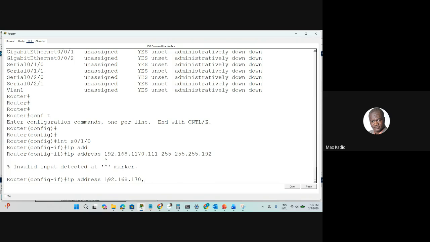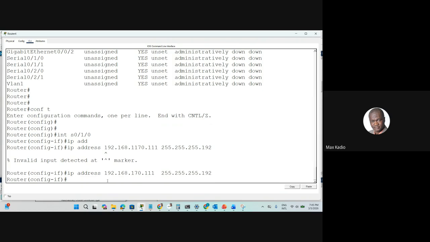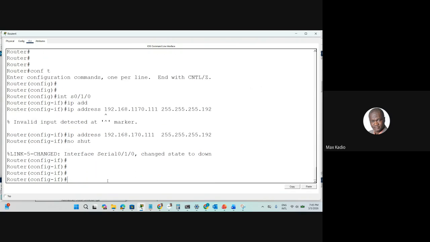That's, oh, no, that's 111. We'll be doing that many times, so no worries. Then no shutdown, to switch on the interface, to bring it to life.